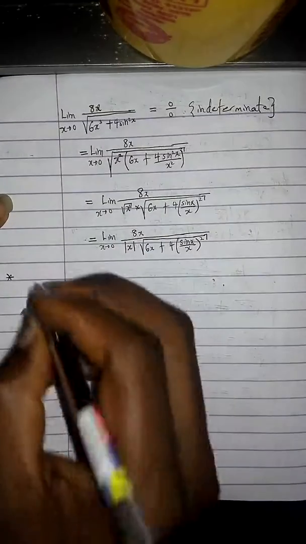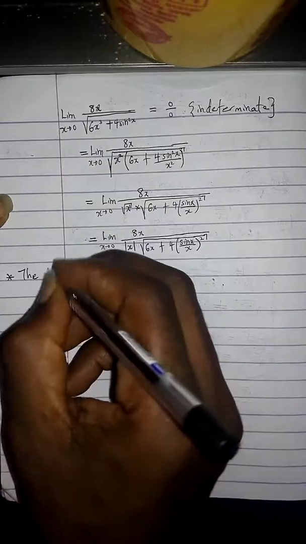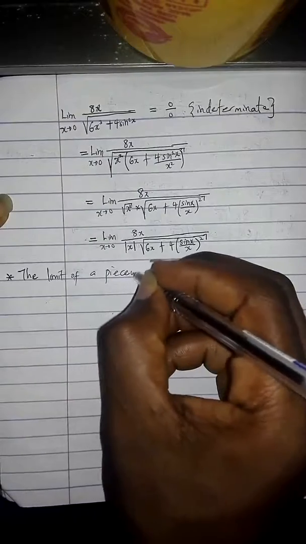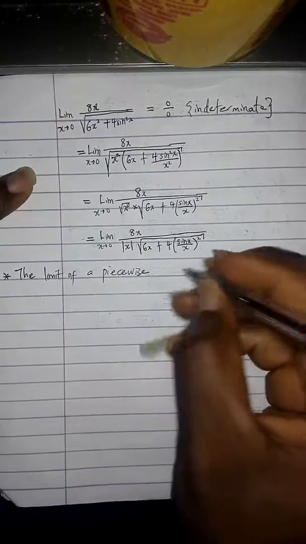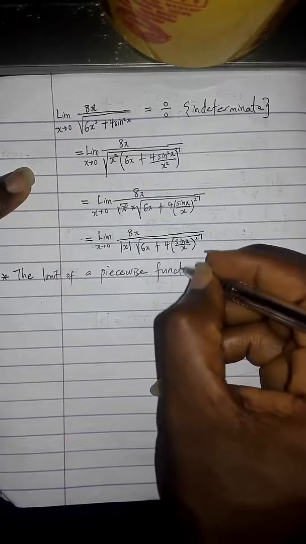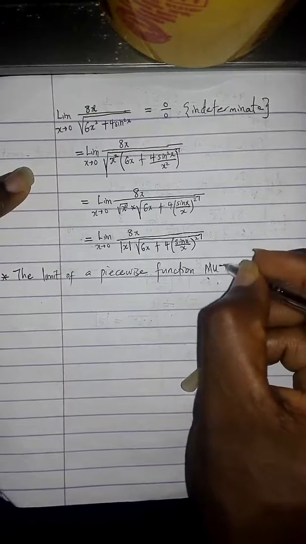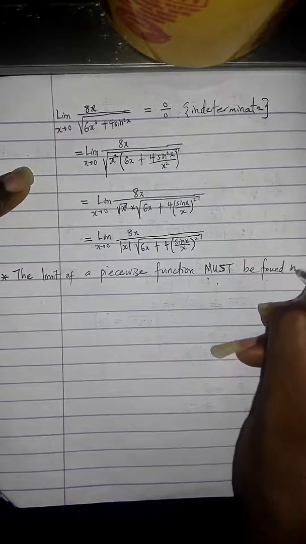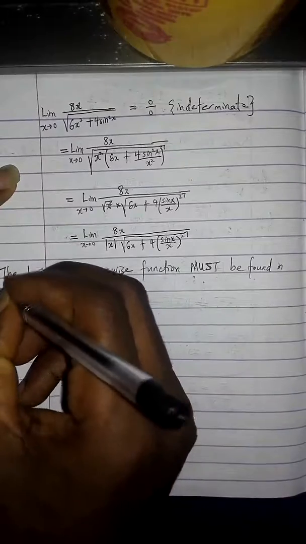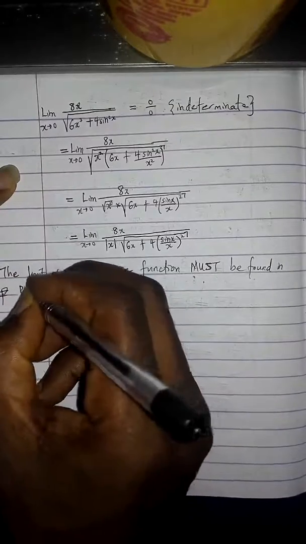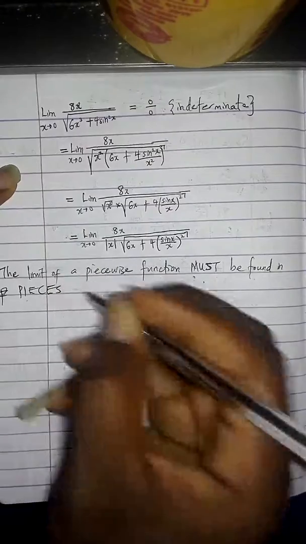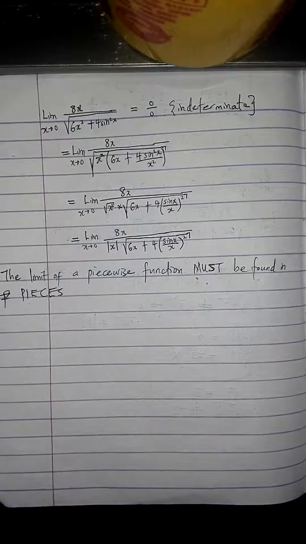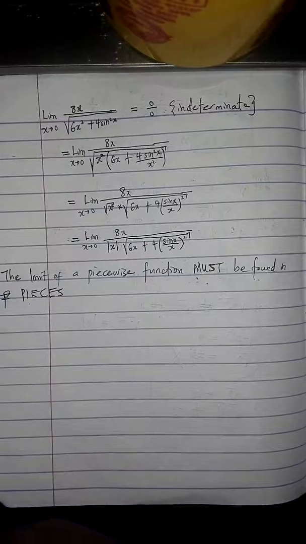Whenever you come across a piecewise function, please never make this mistake. The limit of a piecewise function must be found in pieces. You should do it in different portions. If you have a piecewise function and you want to get its limit, say as x approaches 4, you should do it in pieces.